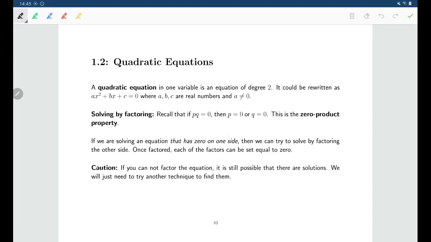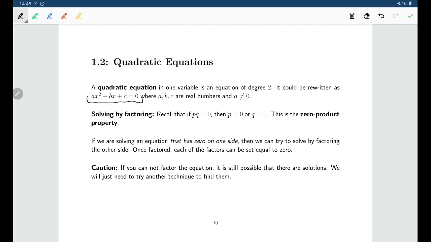Welcome back. In this section, we'll be talking about some techniques that can be used to solve quadratic equations. Remember from your earlier math classes that a quadratic equation is one where the highest power of the variable is the power of 2. So any quadratic equation in one variable could be rewritten in this form.